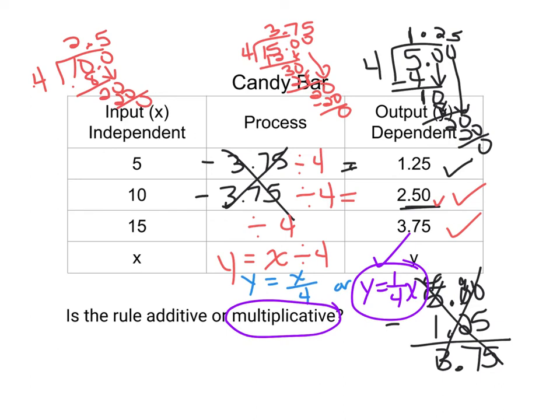So it could be this, it could be that. So remember, there's different ways you could write division. x divided by 4, or x times 1/4, which is the same as division. So make sure you know all 3 ways to show division.